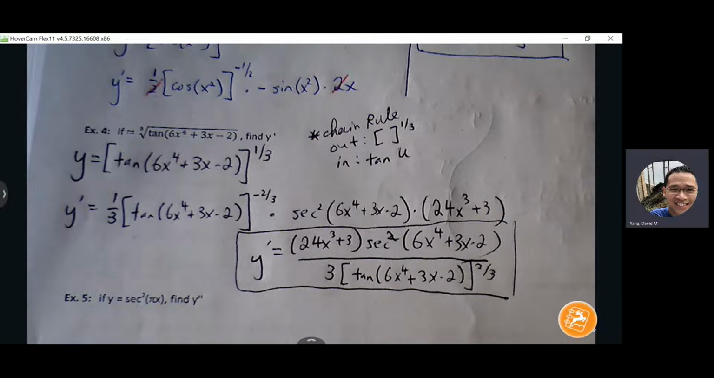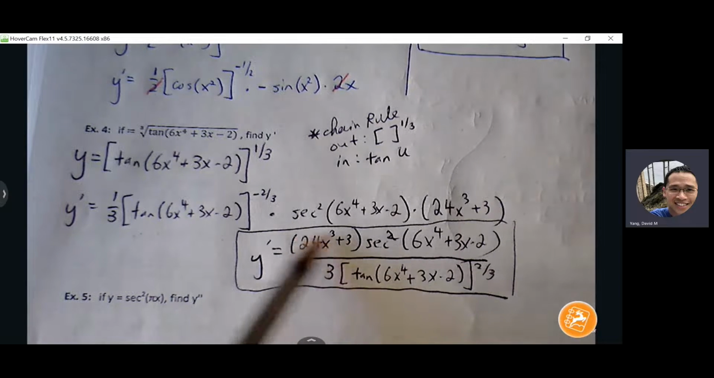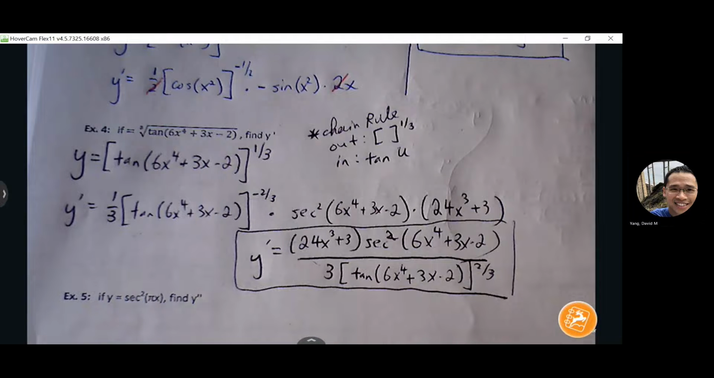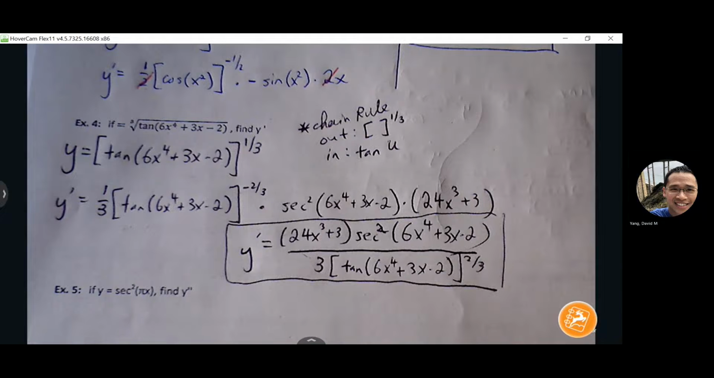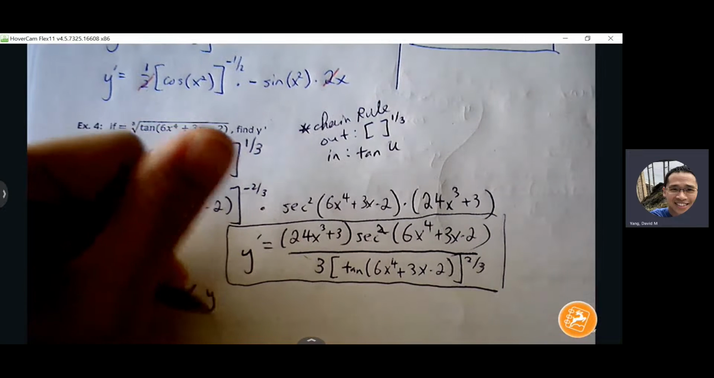Okay, not much we can do to clean up. I guess we could factor out a 3 and reduce with this 3, but that's fine. Okay, any questions with 4? Okay, number 5. We're not going to find y double prime. We're just going to find y prime.